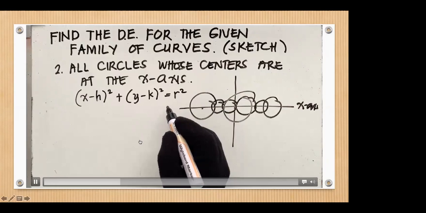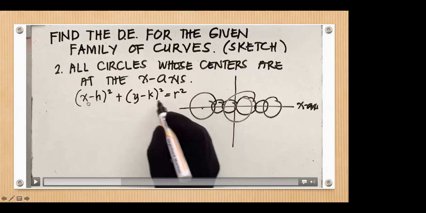So ito, what I have just written here is the equation of the circle kung saan yung center ay nasa HK. Okay, yung H para dun sa x coordinate, tapos yung K naman is for the y coordinate. Okay? Yung center ng circle, so HK.